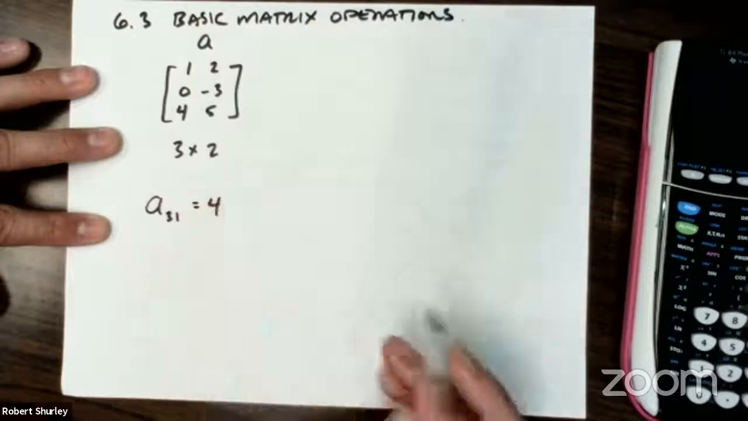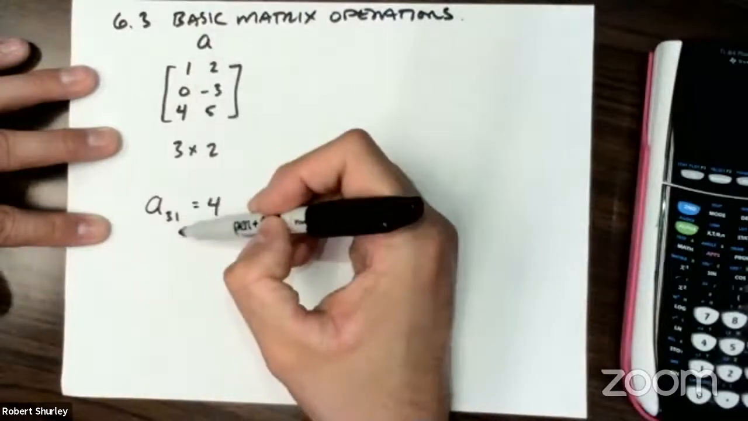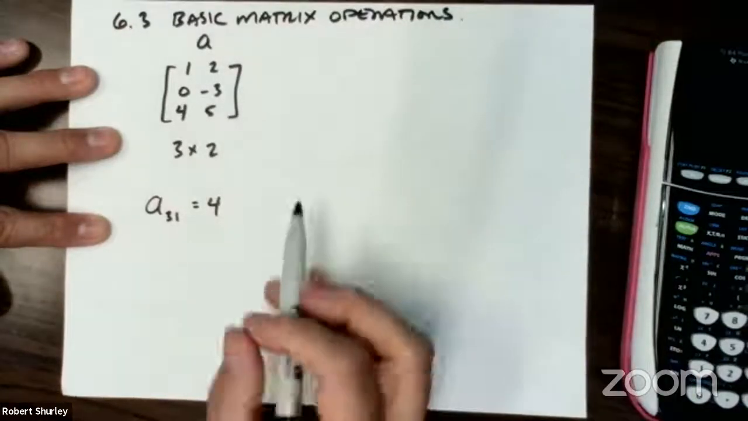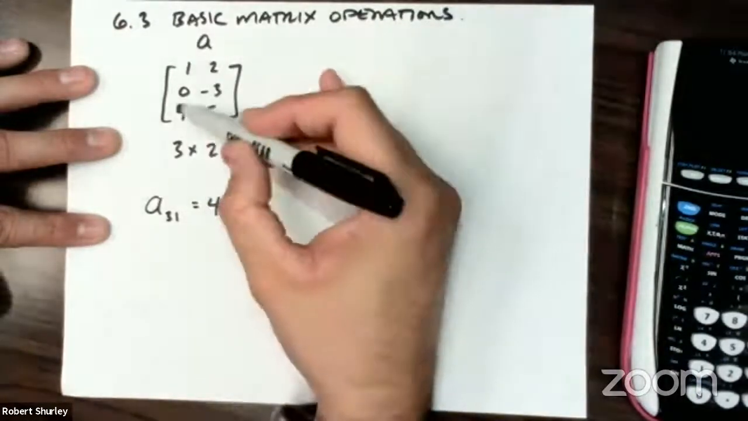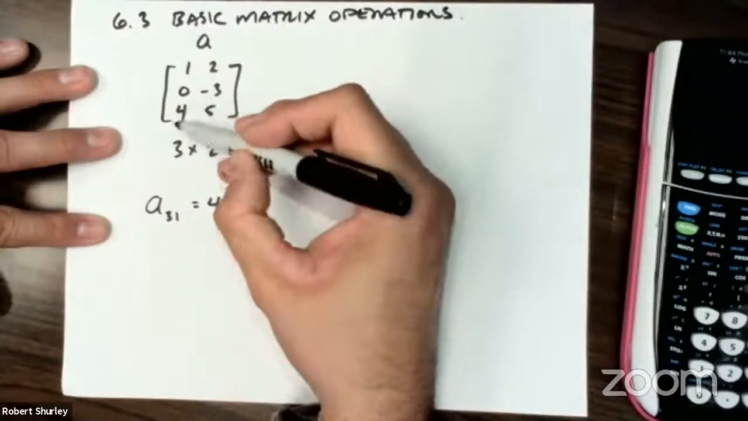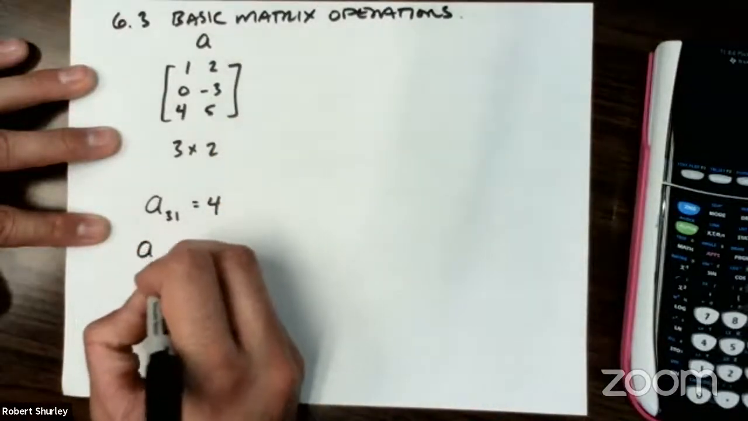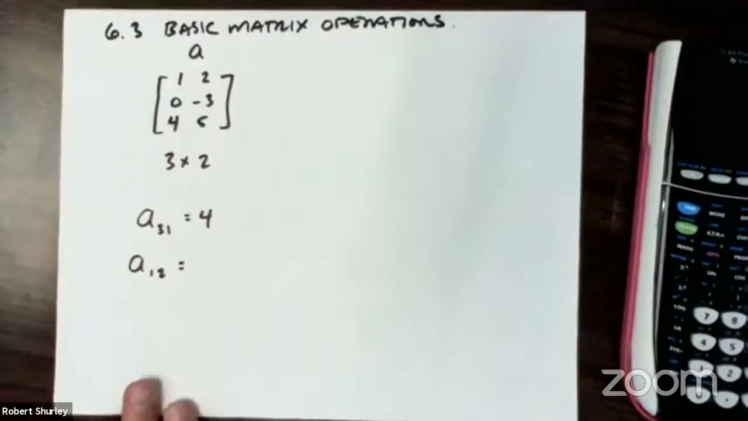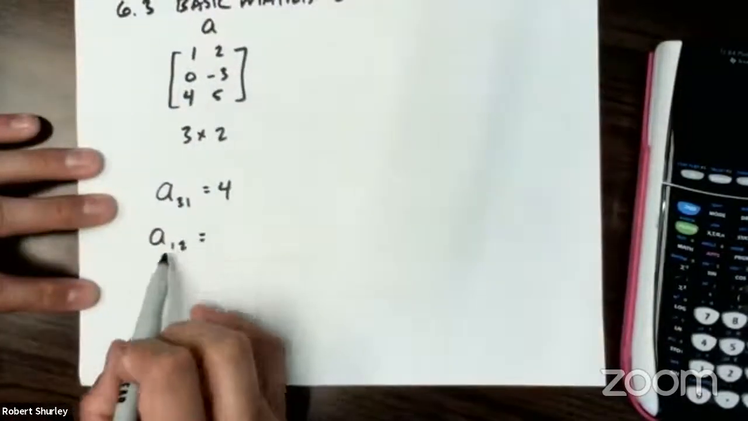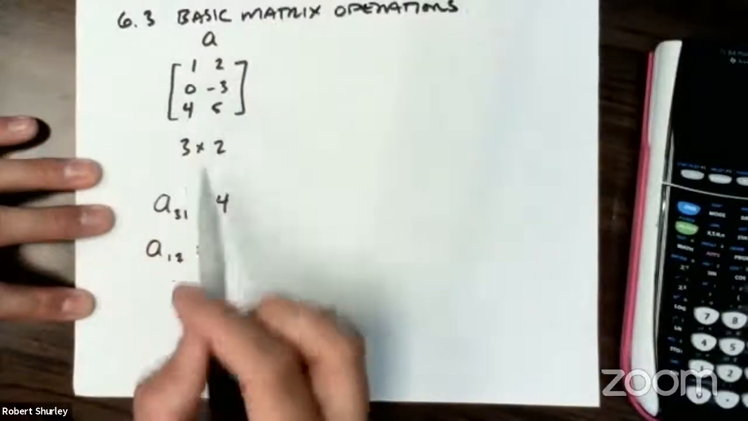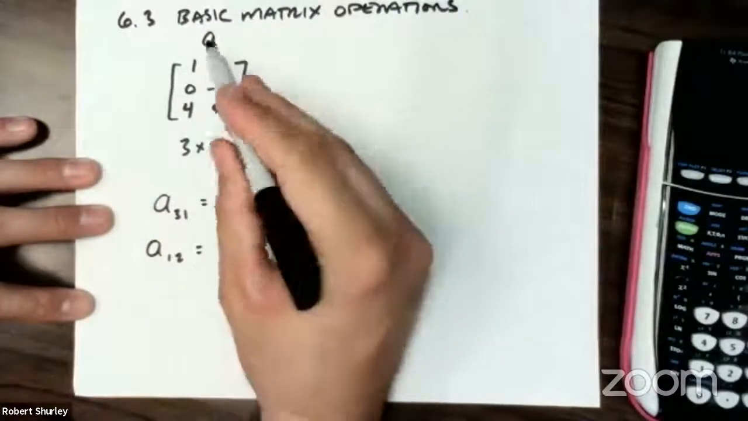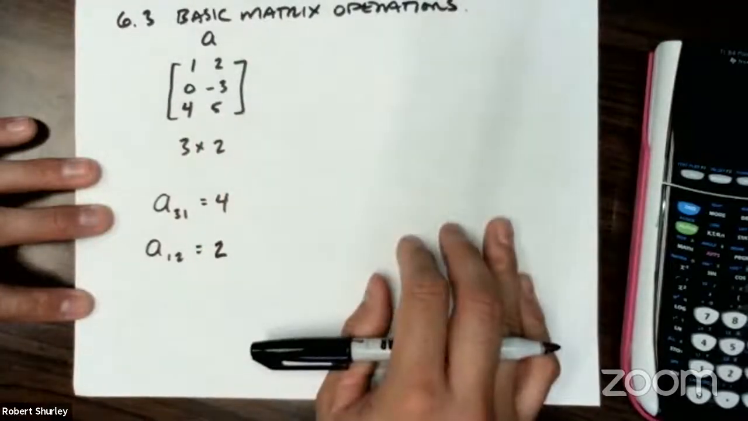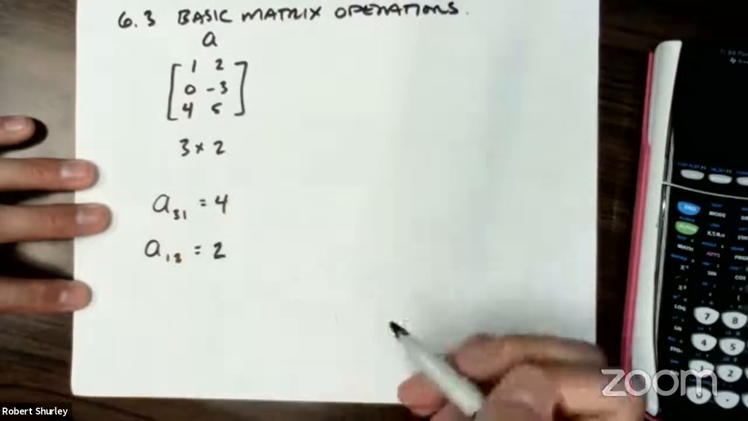This would be 4. So if you see A3,1, that means it's the third row, first column, and that's 4. So that's its position. A3,1 is the position right here. Where if I did, let's say A1,2, it's not 12, okay? It's 1,2. And what that means is it's the first row, second column. So first row, second column is the number 2, okay? So that's the position aspect of these matrices.